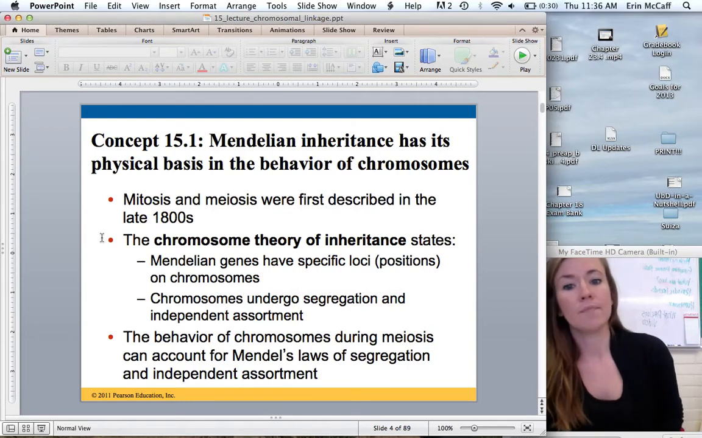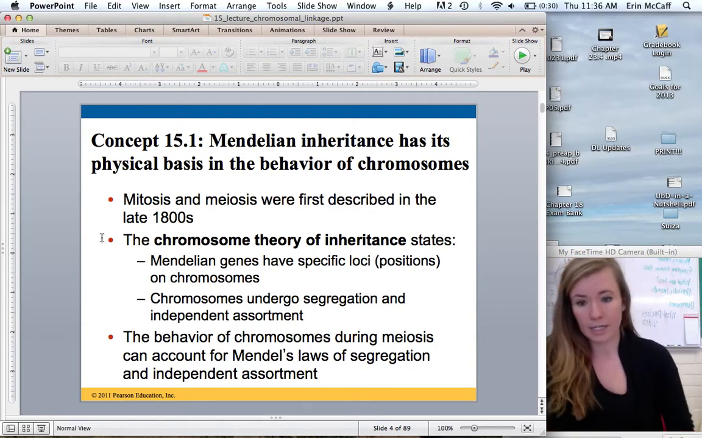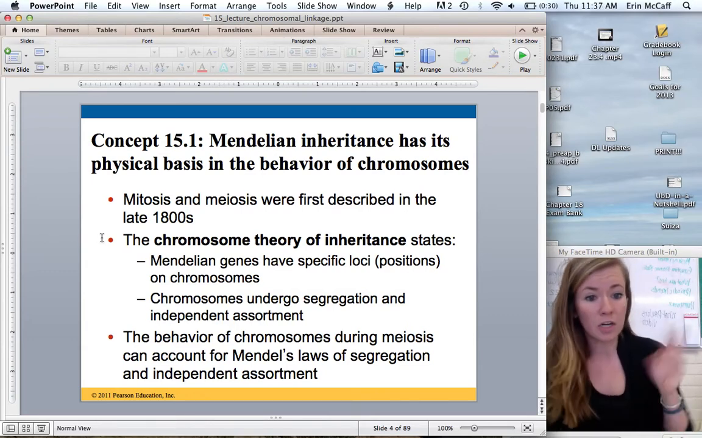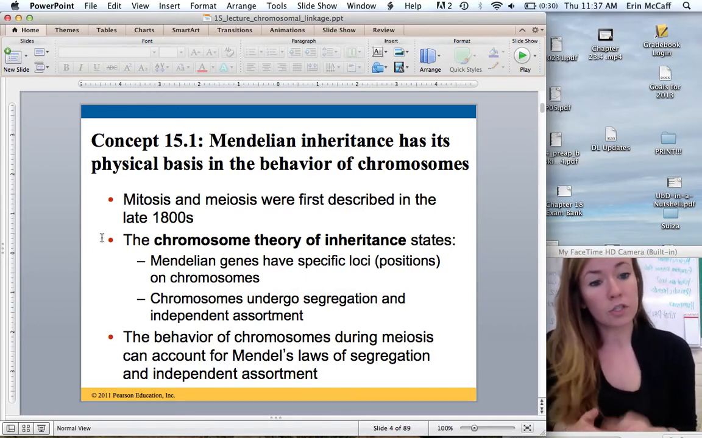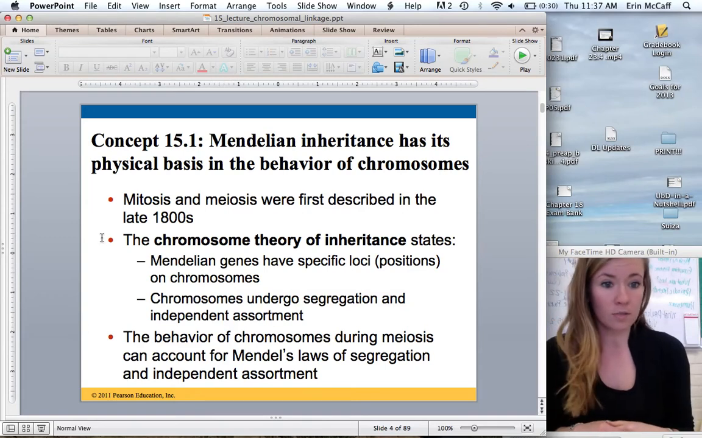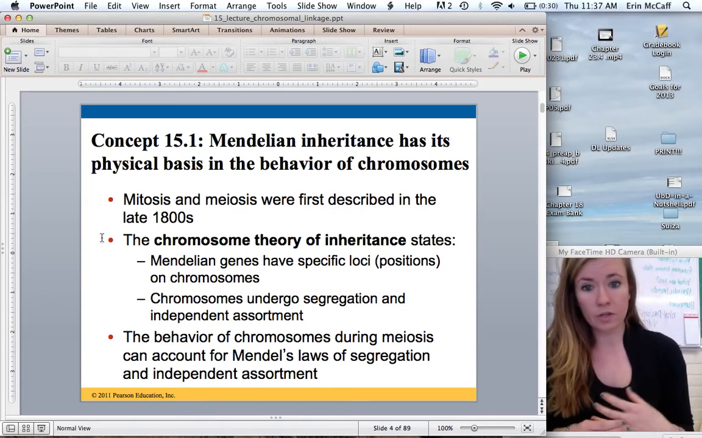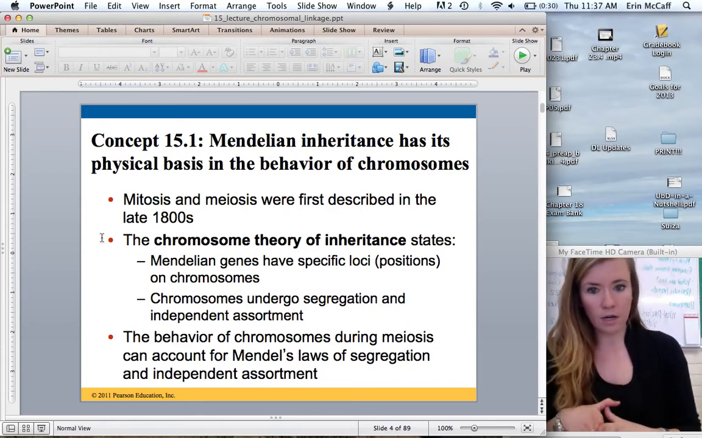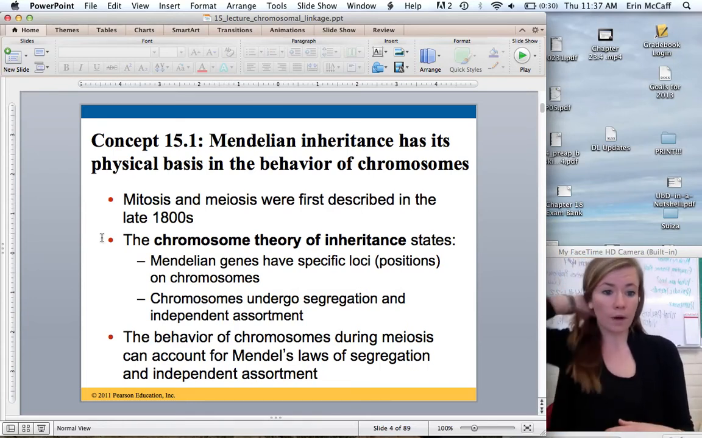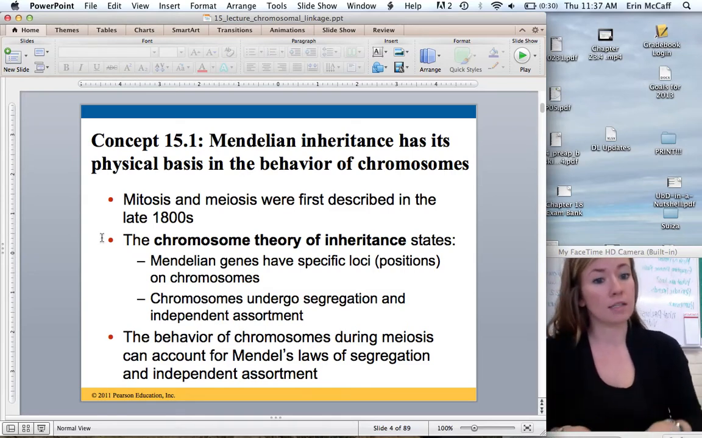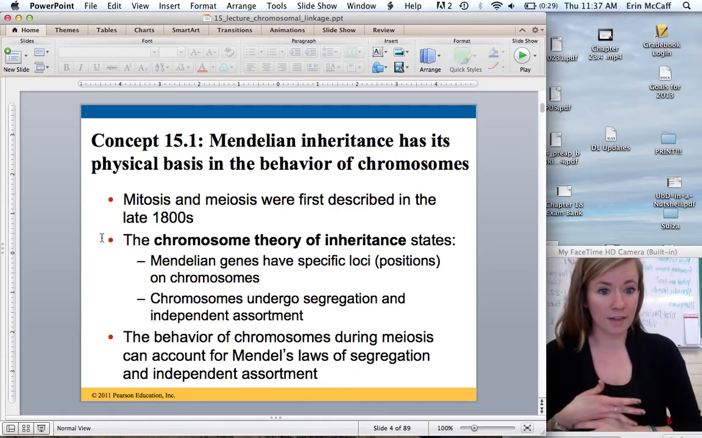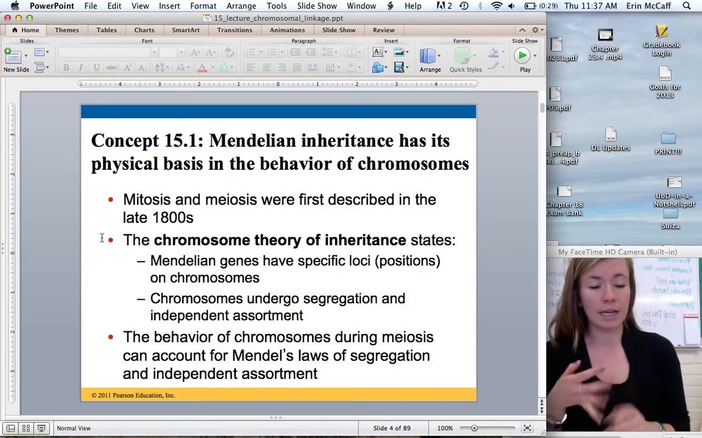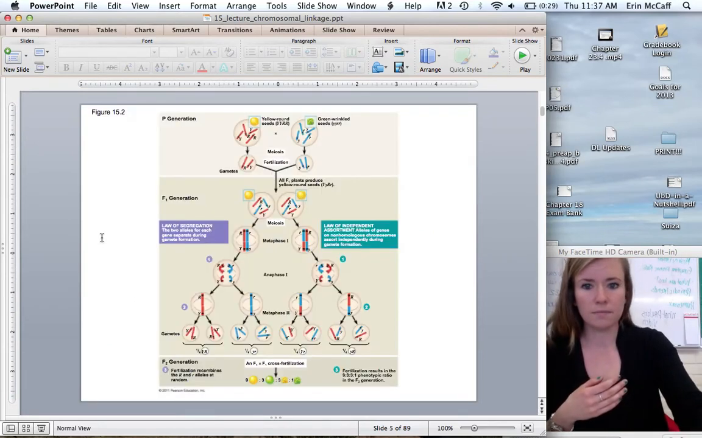They must be related. And so once that happened, they came up with the chromosome theory of inheritance, and that says that all these Mendelian genes or hereditary factors that we've been learning about have specific locations, loci, on chromosomes. So the gene for pea color is found on one of those pea plant's chromosomes. And we also know that these chromosomes undergo segregation and independent assortment. And so the act of the homologous pairs assorting independently explains a lot of things like Mendel's law of segregation, how different genes are not inherited together, because different homologous pairs are not necessarily inherited together, and independent assortment, because the two of those things go together.